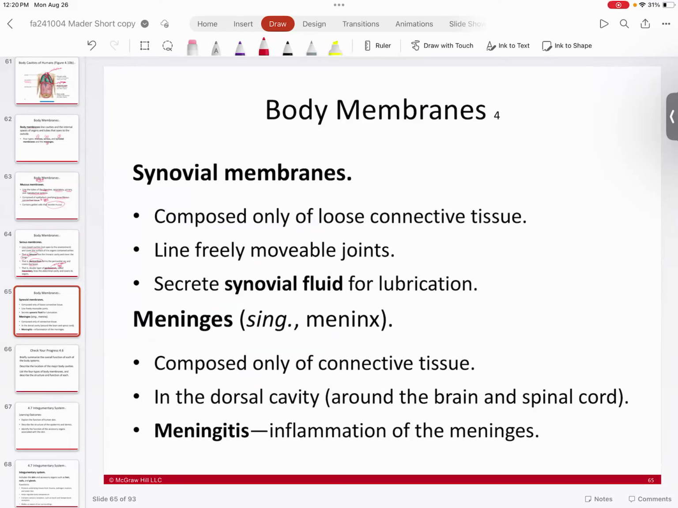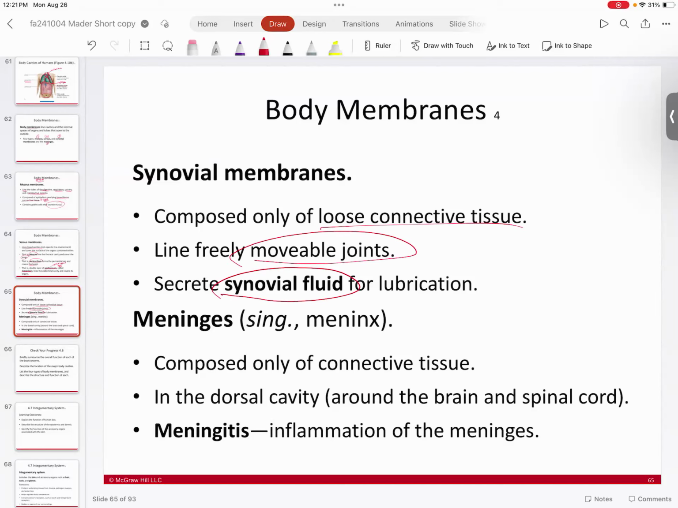And then the synovial membranes are basically mostly loose connective tissue. That's kind of what they're composed of. But these are in the movable joints, like your hinge joints and things like that. Their job is to simply secrete synovial fluid. We'll see this when we take a look at joints. So it's lubrication, like your knee joints, for instance.